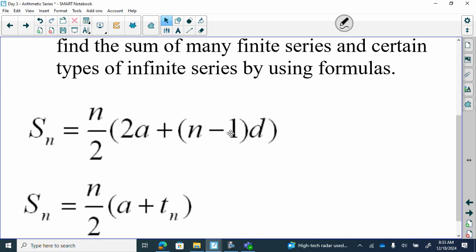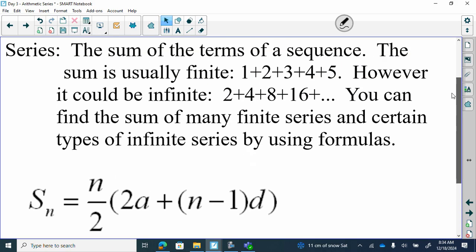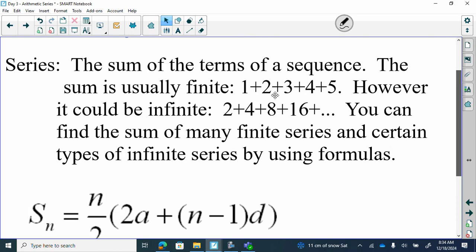When would you use this formula? Only when you're talking about an arithmetic series. When you're finding a sum. You would use Tn equals a plus (n minus 1) times d when you're talking about an arithmetic sequence. What's the difference between an arithmetic series and an arithmetic sequence?